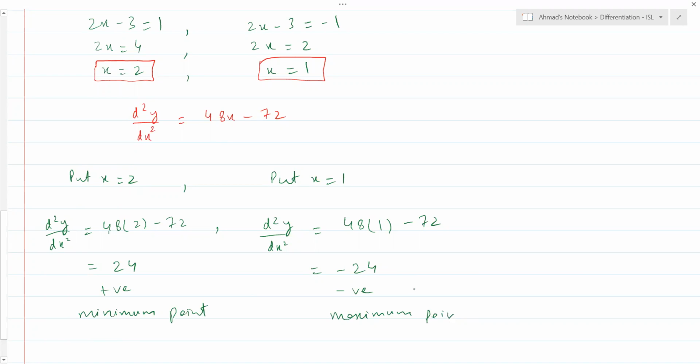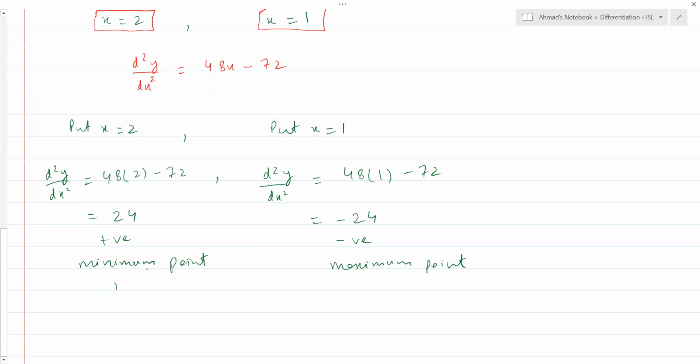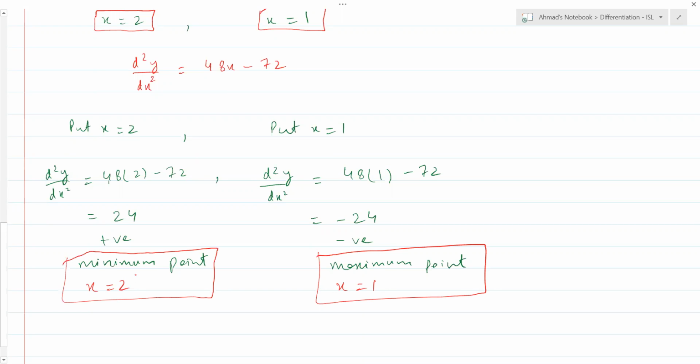So, जब x = 2 है, so you have a minimum point, x = 2 के ऊपर, और x = 1 के ऊपर आपके पास एक maximum point. So this is our final result. These are the x coordinates of the two stationary points, and x = 2 वाला minimum होगा, x = 1 वाला maximum होगा.